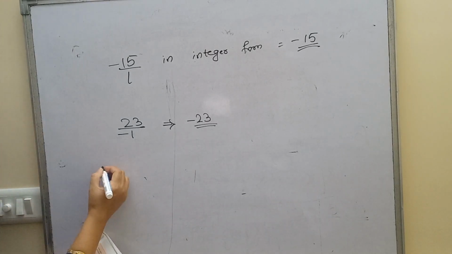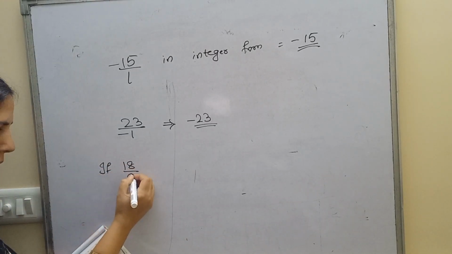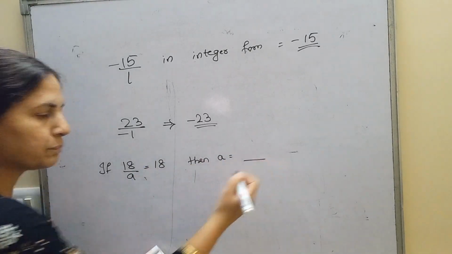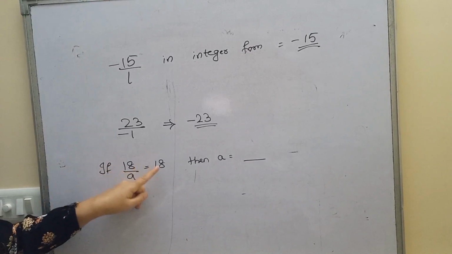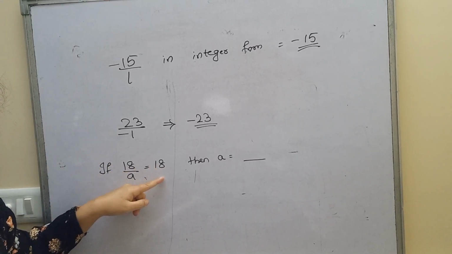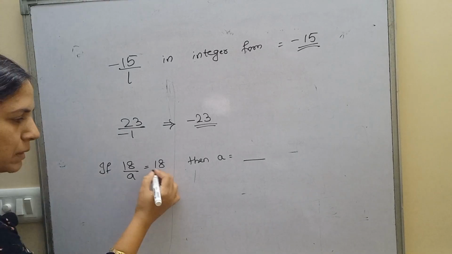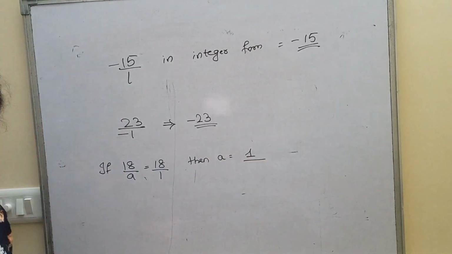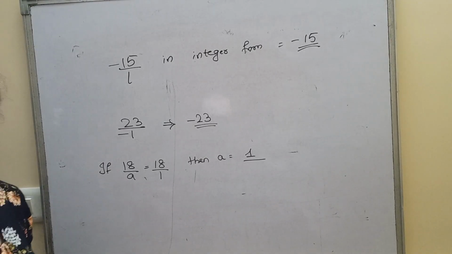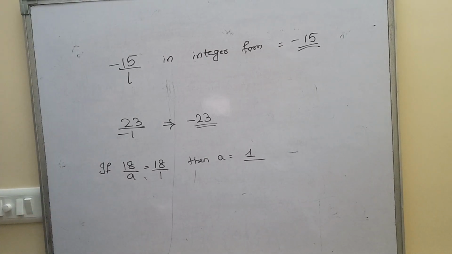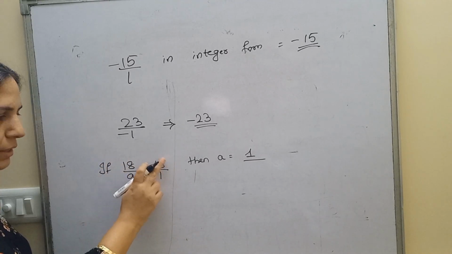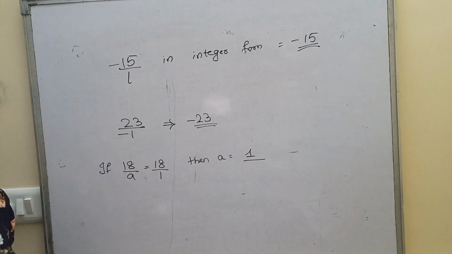Now third question is, if 18 upon a is only 18, then what is the value of a? See, I told you now, if there is nothing in the denominator, it means 1. That means a is equal to 1. Very simple. Don't put 0. Otherwise, it is 18 upon 0, which is a non-defined number. This is 18 upon a is 18. It's not 0. 18 upon a is 18 upon 1. That means a is equal to 1.